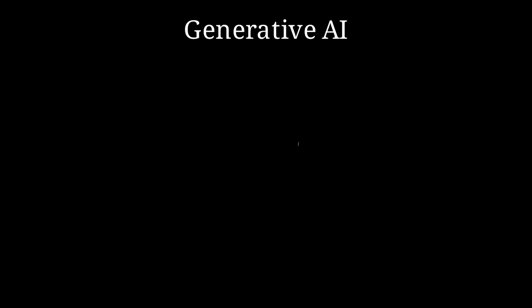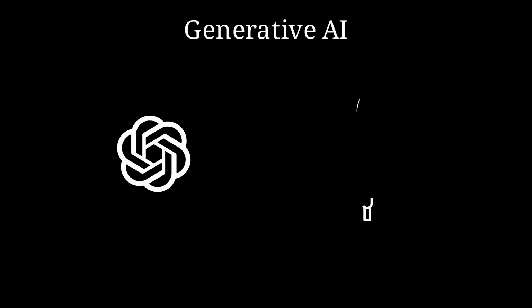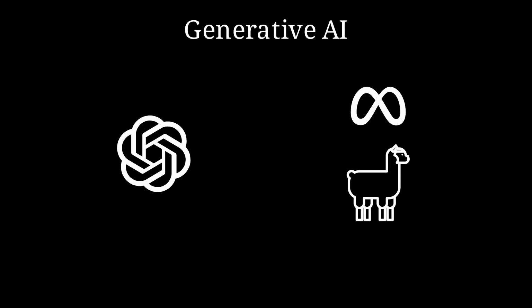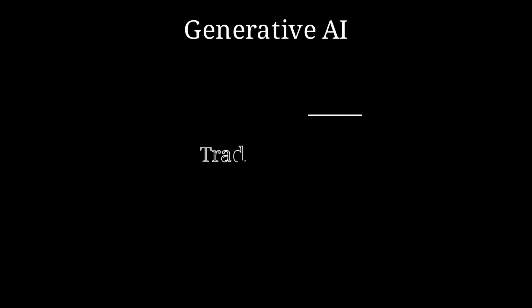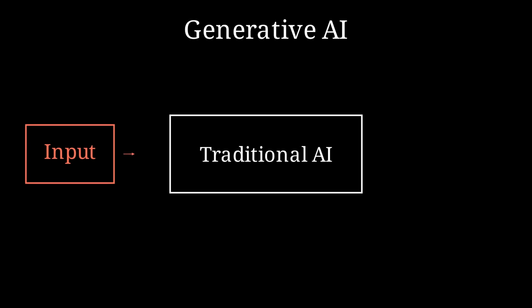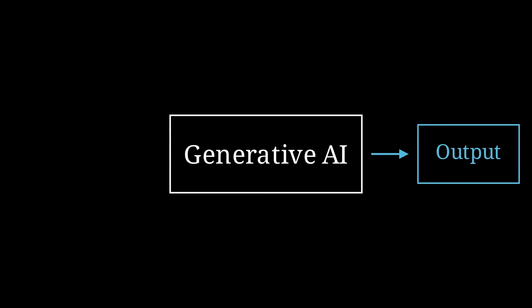Generative artificial intelligence is a buzzword you will hear everywhere these days, but its true meaning is often misunderstood. Many people mistakenly think it's a completely new type of AI, often confusing it with ChatGPT or other large language models. In fact, generative AI differs from traditional AI in that it doesn't process existing data, but is used to create new data from scratch.